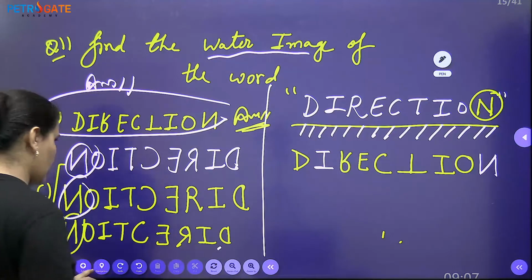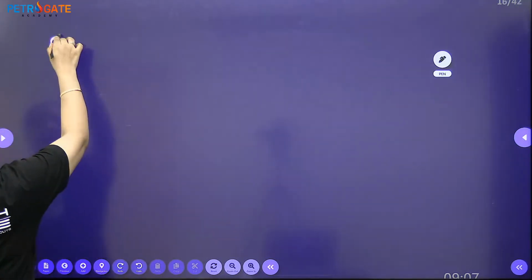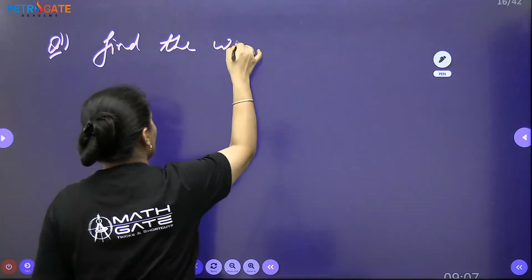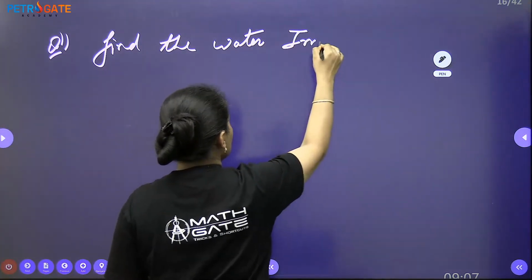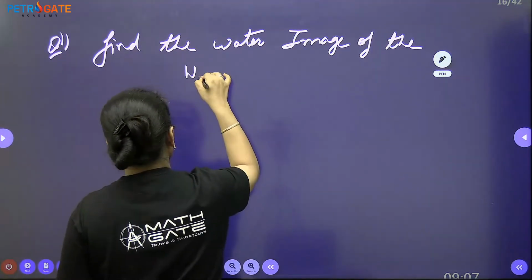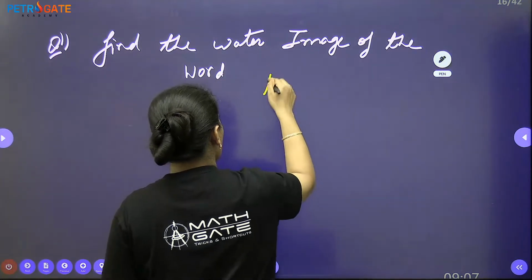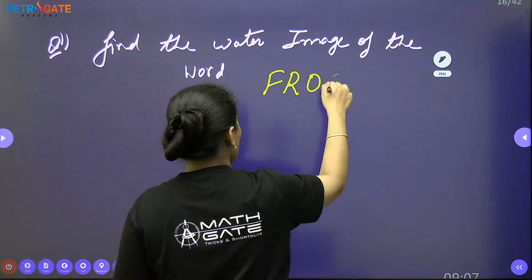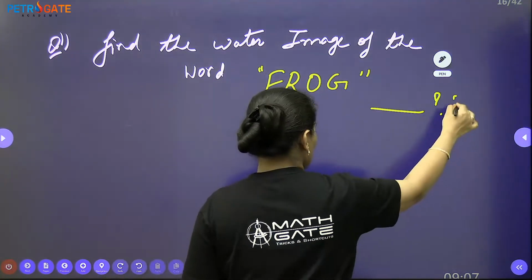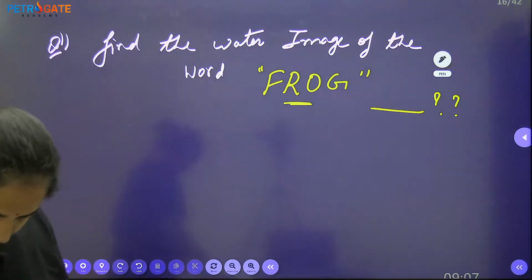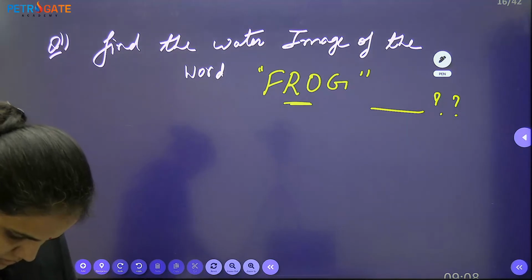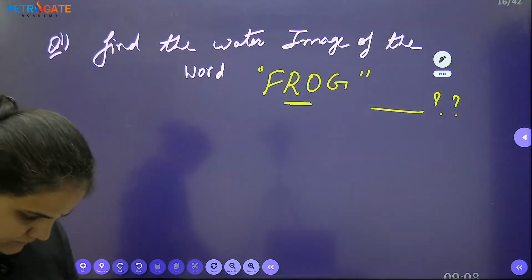Now let's go with more questions of water image. Find the water image of the word frog. F-R-O-G. Okay, let's go for it. Do we have options? Yes, we are having options. So let me write down the options for you.